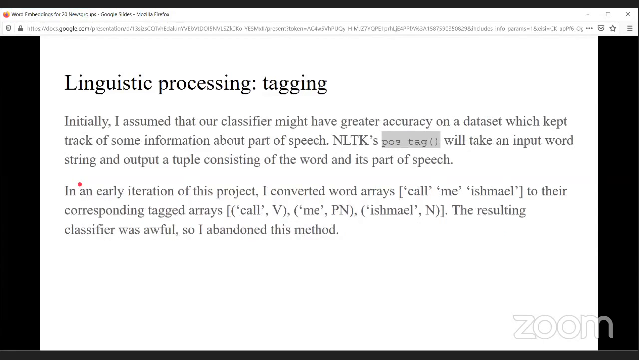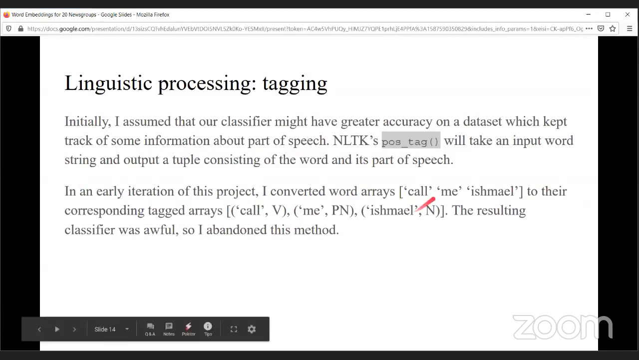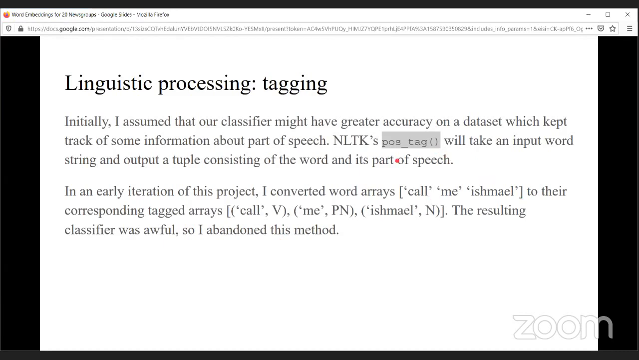At one point in this project, I thought that it might be interesting if I would take each word and tag it with its part of speech. So for example, I could take an array like "call me Ishmael," use this POS tag function, and end up with some sort of an array of tuples that stores part of speech information. This actually resulted in the classifier having pretty awful accuracy the only time I tried this, so I abandoned this method. I think maybe the problem is making the data too feature rich, but in the future, tagging and how it can affect the classifier might be interesting to explore.